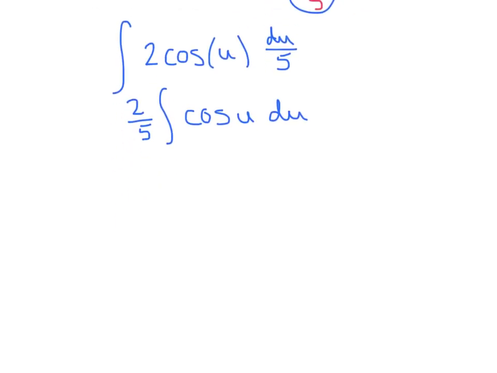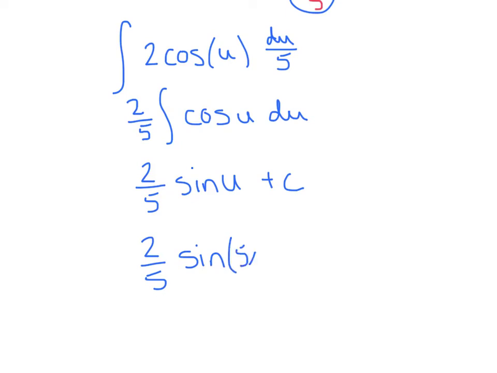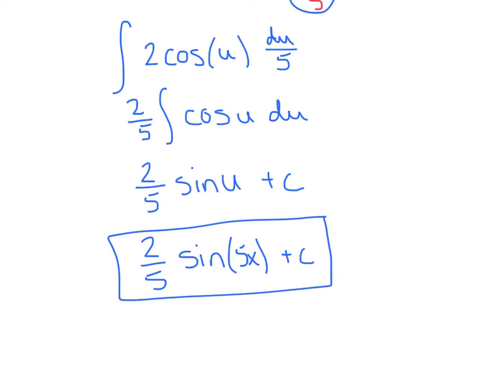So what's the antiderivative of cosine? The antiderivative is positive sine plus c. And then the last thing is just to rewrite it so that we're in terms of x. And originally we said that u is 5x. The parentheses are optional. And if we derived this expression, it would take us back to the original problem, confirming that we have done it correctly.